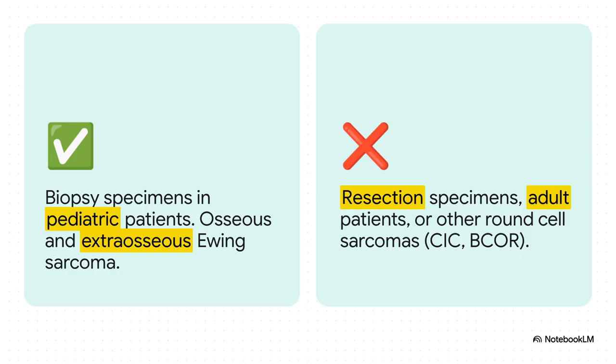So let's get specific. Look here. The protocol is very clear. You use this for biopsy specimens, not big resections. Those have their own protocol. It's for pediatric patients. Why? Because adult Ewing sarcoma can be a different beast. And, super important, you do not use this for other round cell sarcomas that look alike but have different genetics, like the ones with CIC or BCOR fusions. Knowing these boundaries is your first and maybe most important job.